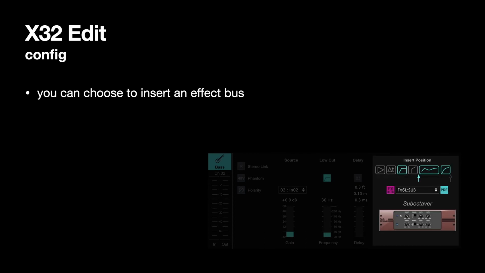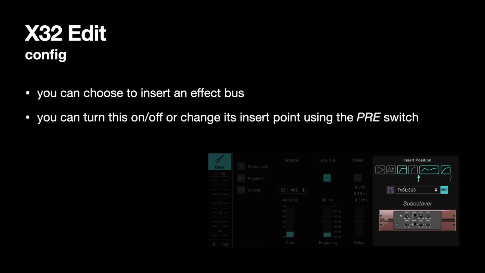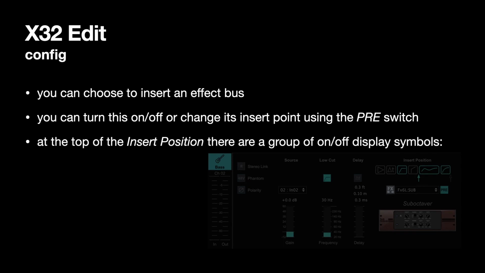So you can choose to insert an effects bus just on the bass channel, and I've just done a sub-octaver, which just does the octave below and the octave below that for the bass. That might sound quite good for the bass player, who knows. You can turn this on or off using the effects button, there you go. And you can choose whether it's going to be pre or post the EQ and dynamics just by pressing the pre button.